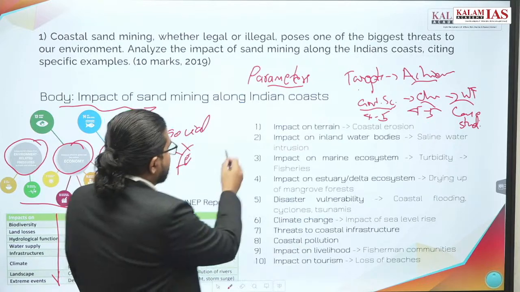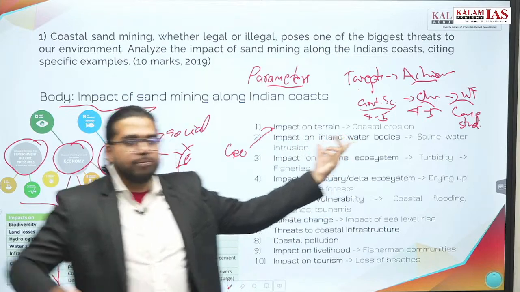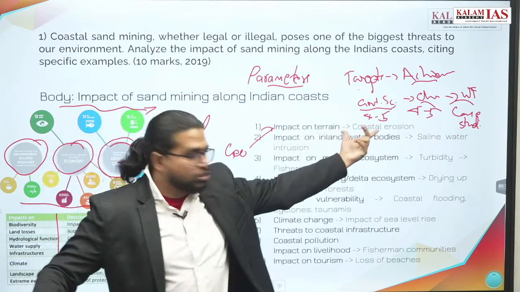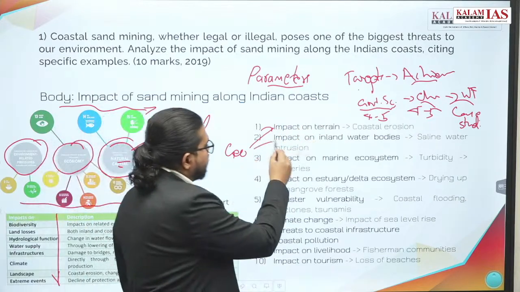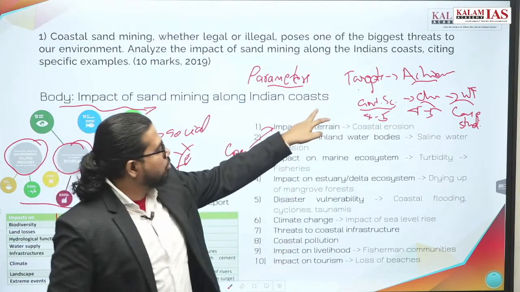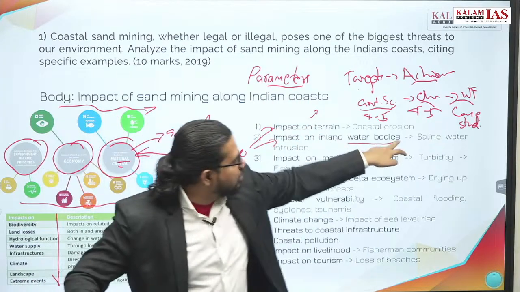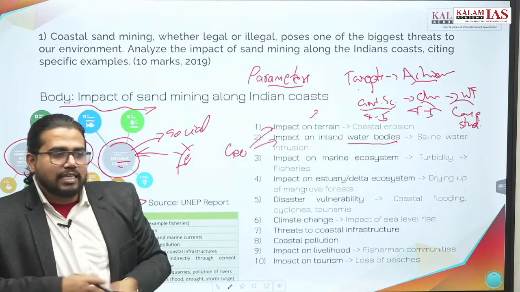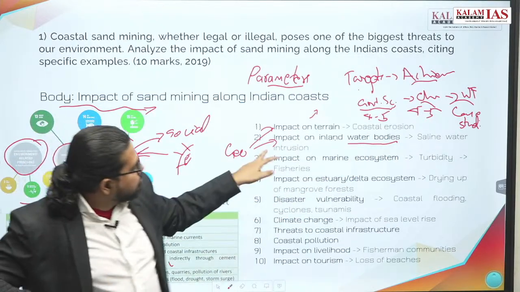We are dividing it into geographical aspects. Coastal terrain will be impacted. Coastal erosion will increase due to mining. Now this is regarding coastal terrain, like within sea part or coastal part. Inland water bodies will be impacted. How? Estuaries, delta, there will be more seawater intrusion into it.